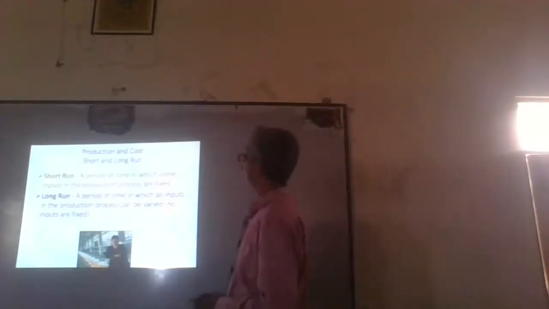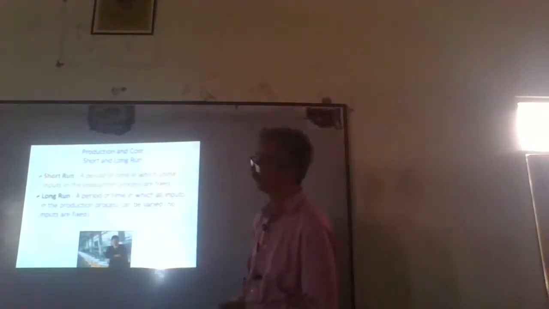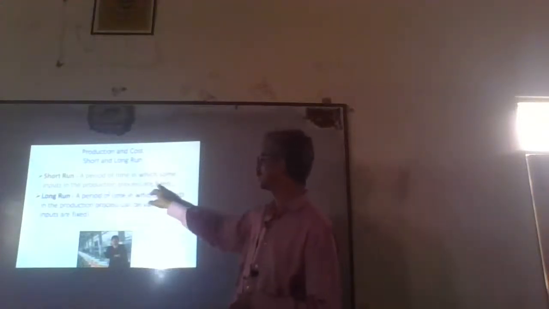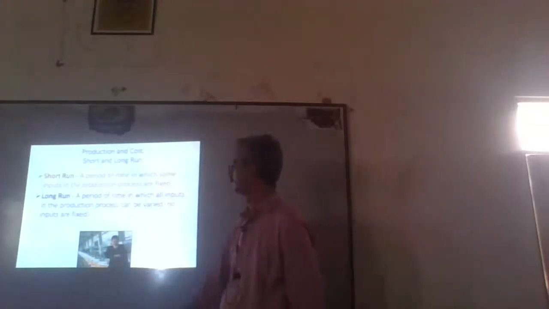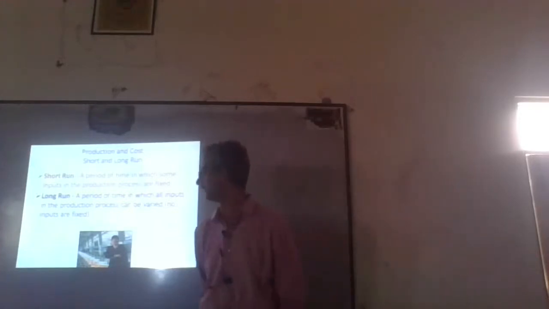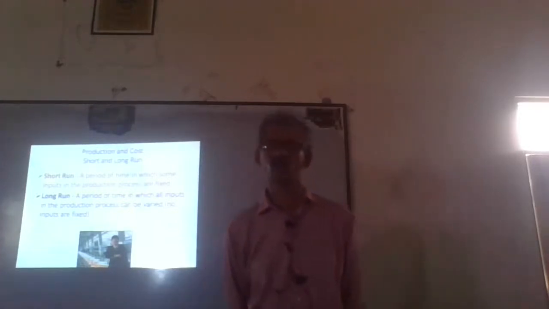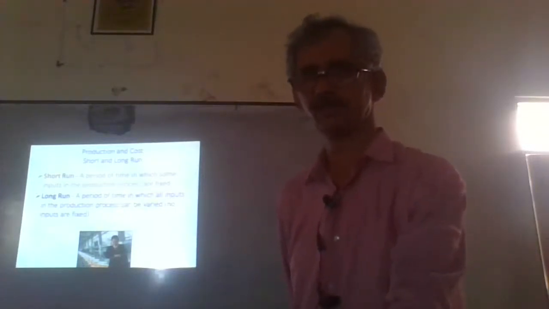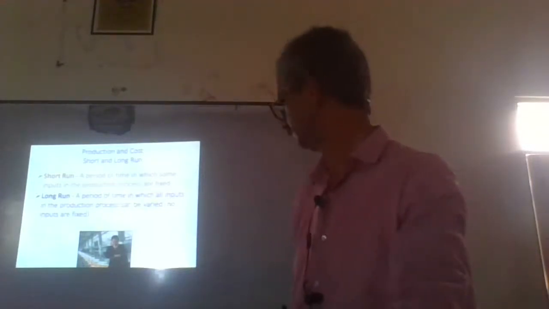So, production in the short run and the long run. Short run is a period of time in which some inputs in the production process are fixed. And the long run is a period of time in which all inputs in the production process can be varied. In the long run, no inputs are treated as fixed. Even technology can be changed.